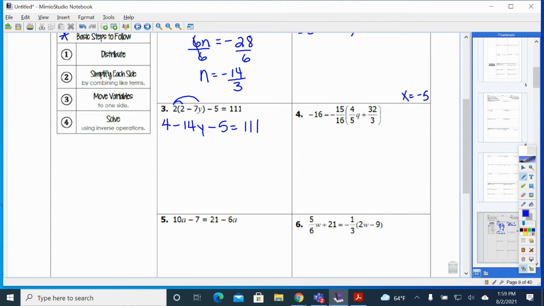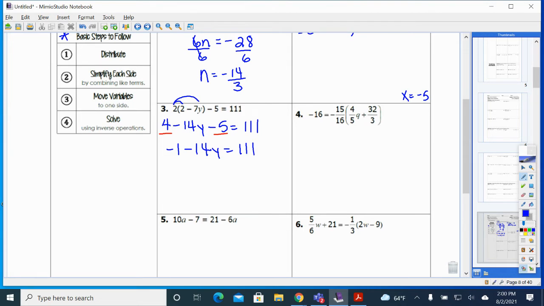So step number 2 talks about simplifying each side by combining like terms. And in this problem, you have like terms. I've underlined them in red so that you'll look at those two numbers. They are like terms, and we can put them together on the left side. Follow exactly what it says. It says 4, look left, minus 5. 4 minus 5 is a negative 1. Bring down the minus 14y equals the 111.